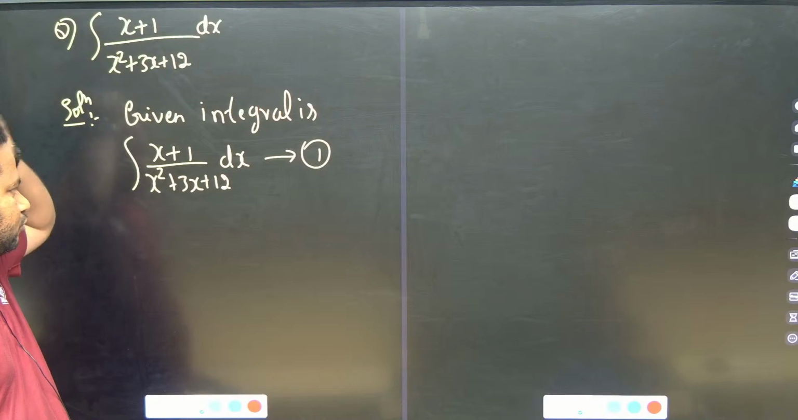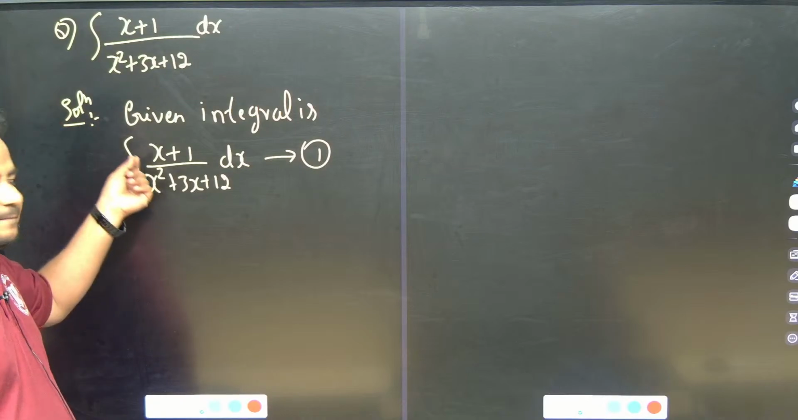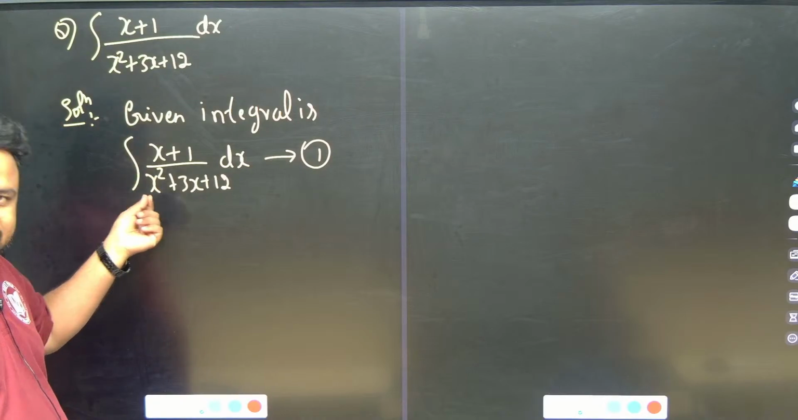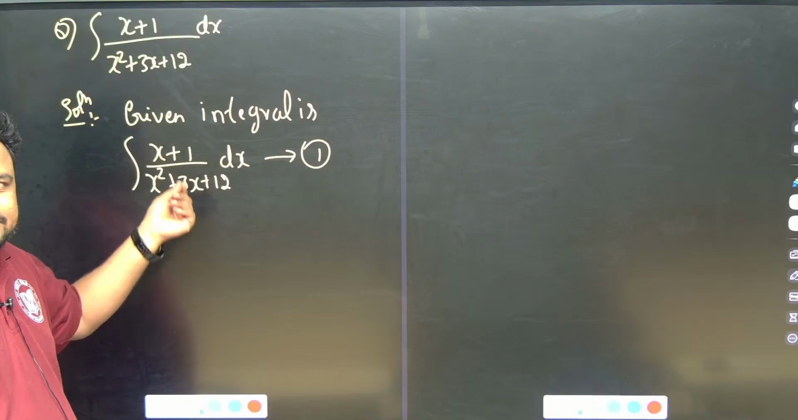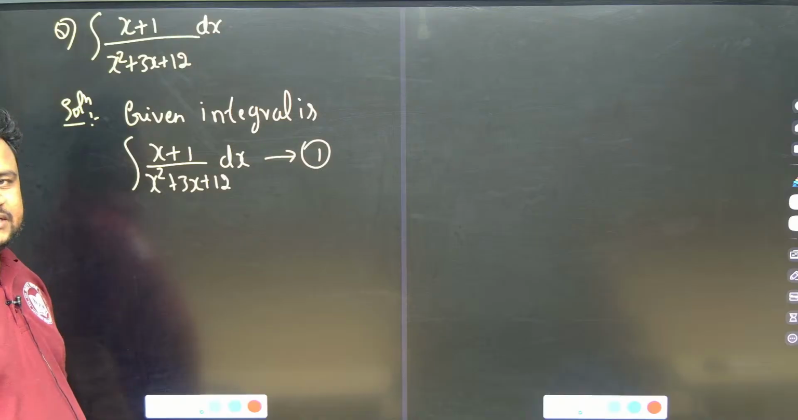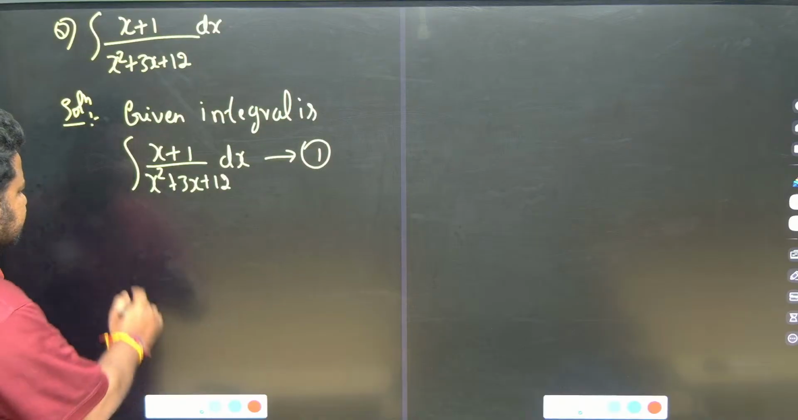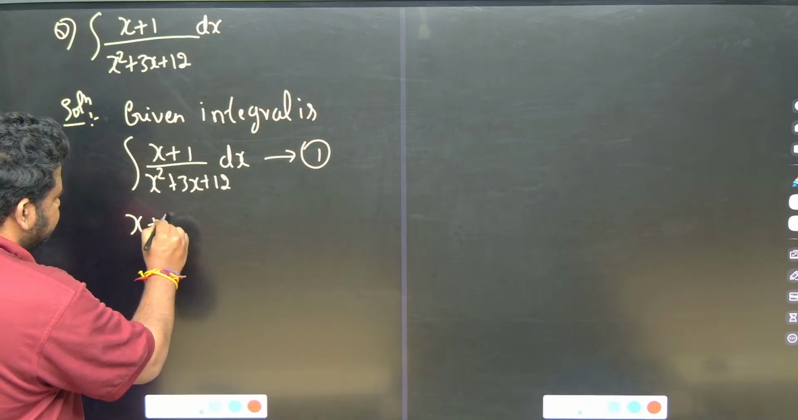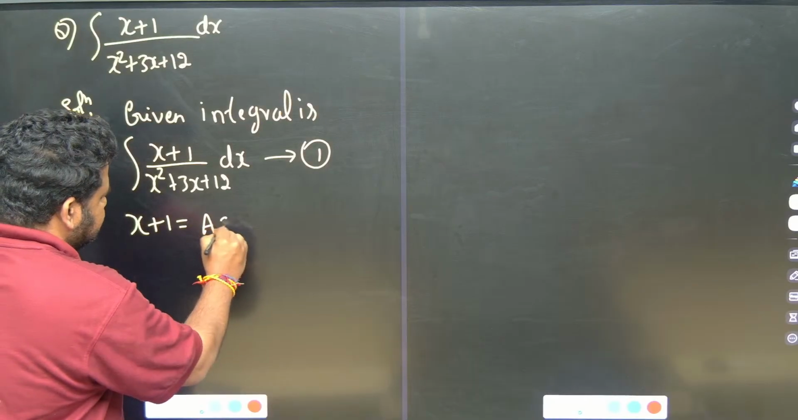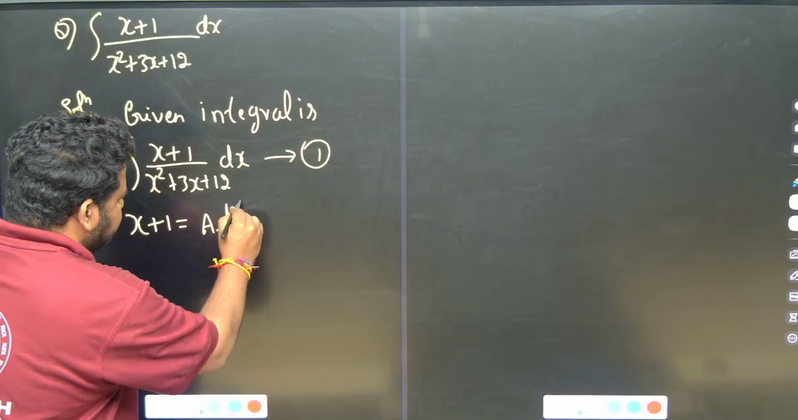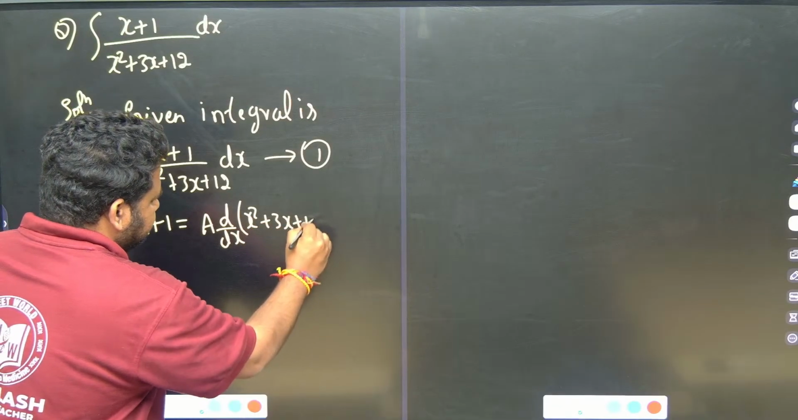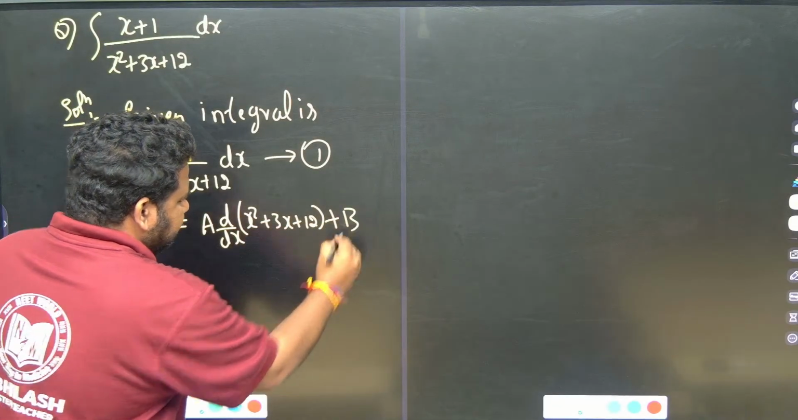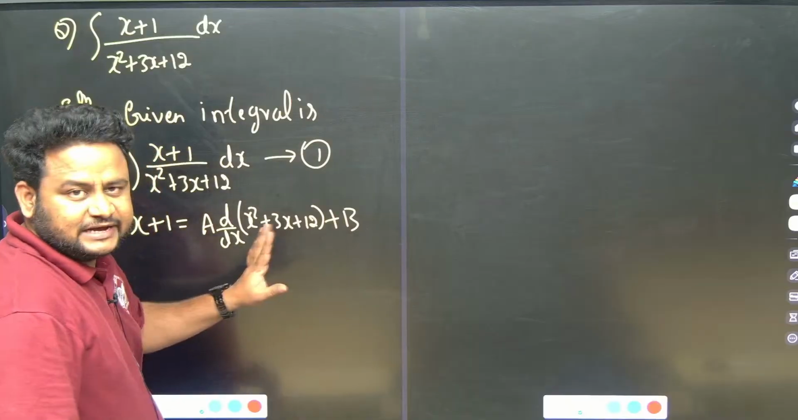Next, what we have to do? This is of the form px plus q divided by ax square plus bx plus c. So px plus q, you will write equal to a times d by dx of the denominator, plus b. So I can write x plus 1 will be equal to a times d by dx of x square plus 3x plus 12, plus b. Here it will not be multiplied by the denominator. You have to keep it as it is.